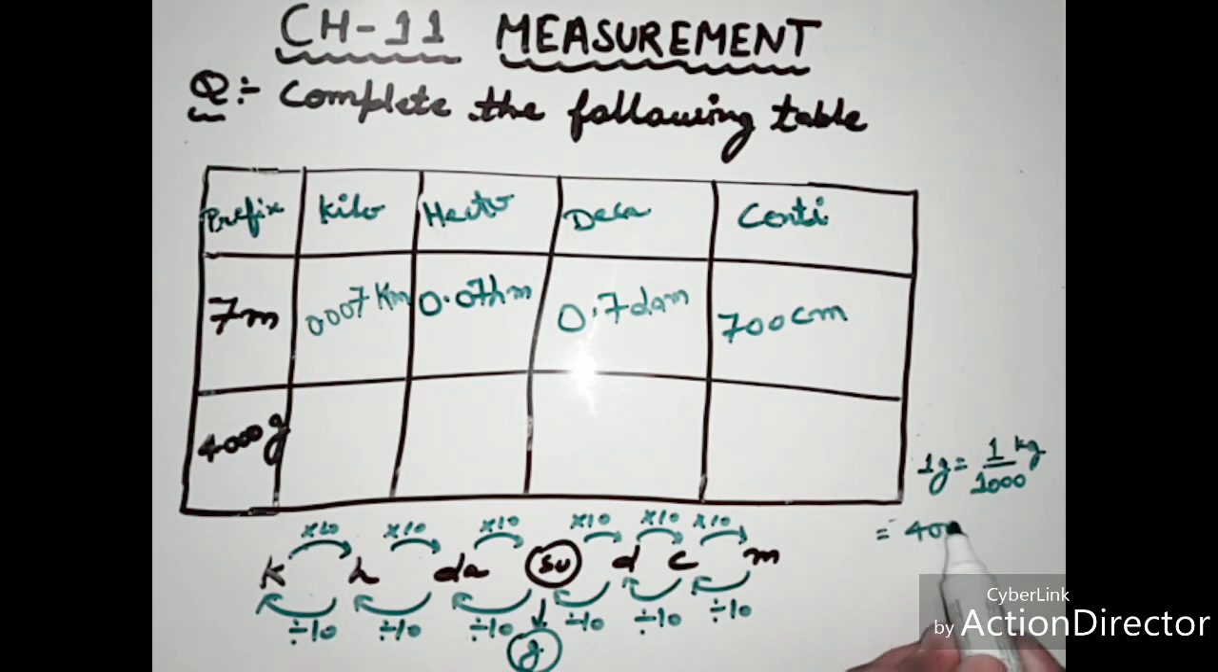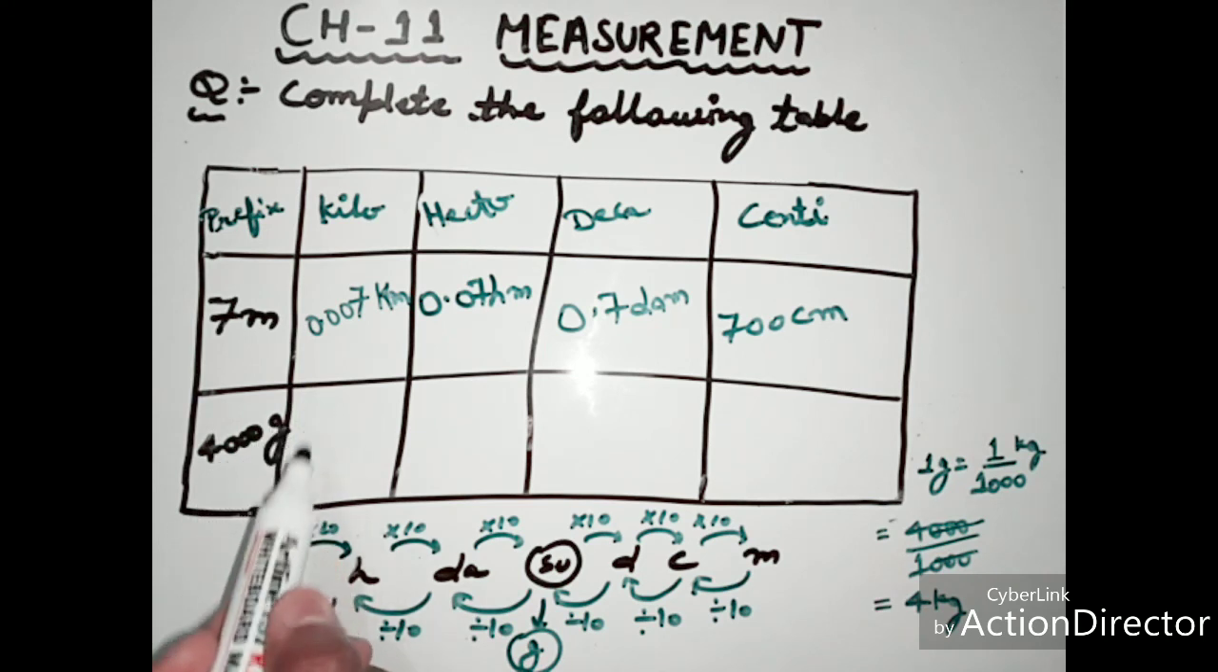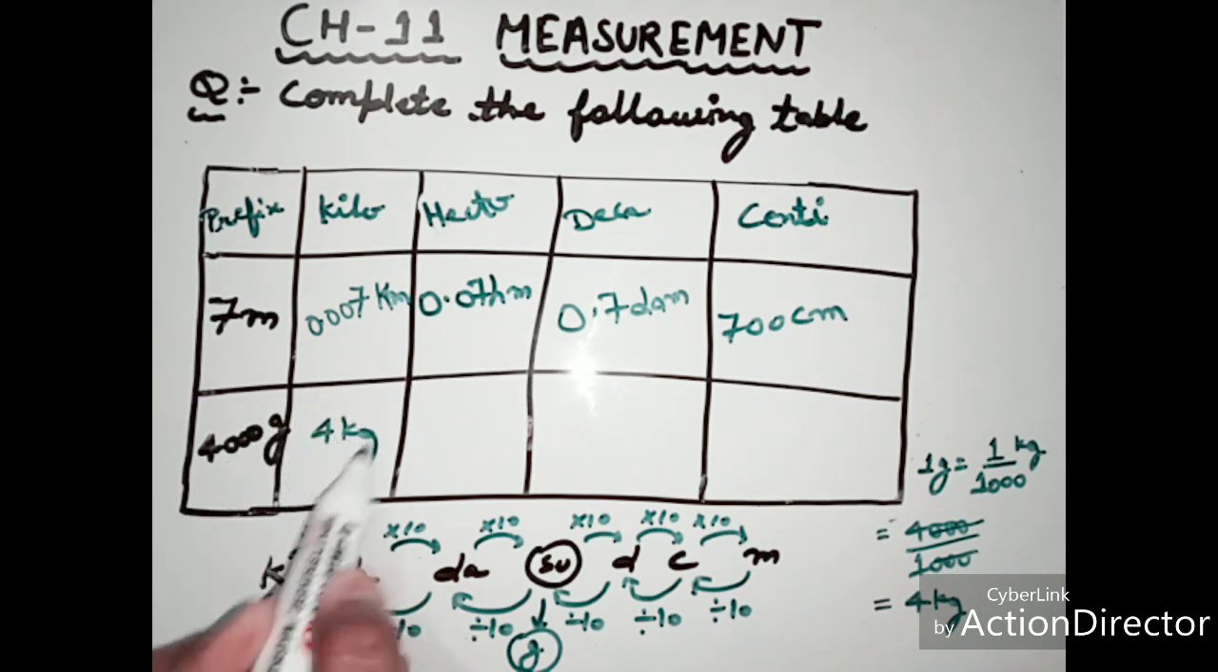So 4000 divided by 1000. So here we cancel out zeros with zeros and we get 4 kilogram. So here we write 4000 gram equal to 4 kilogram.